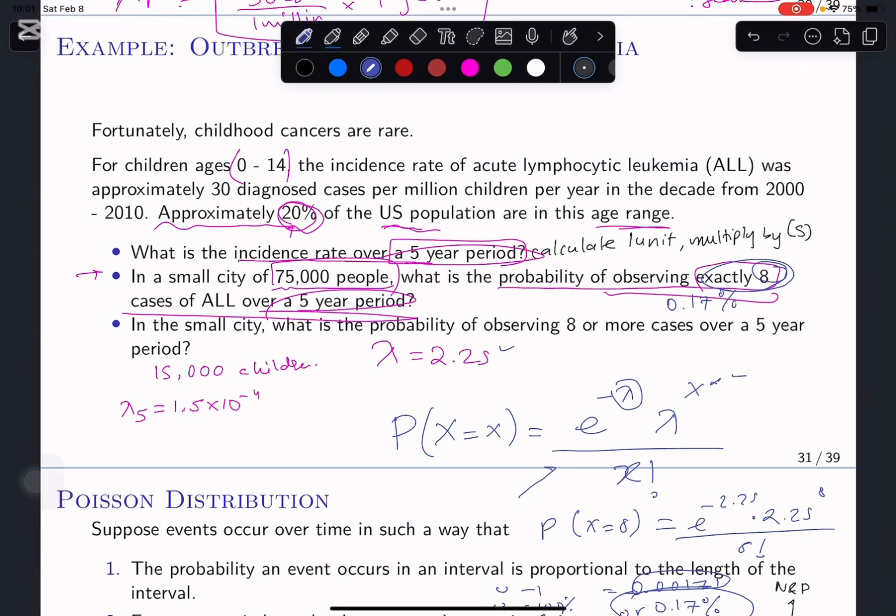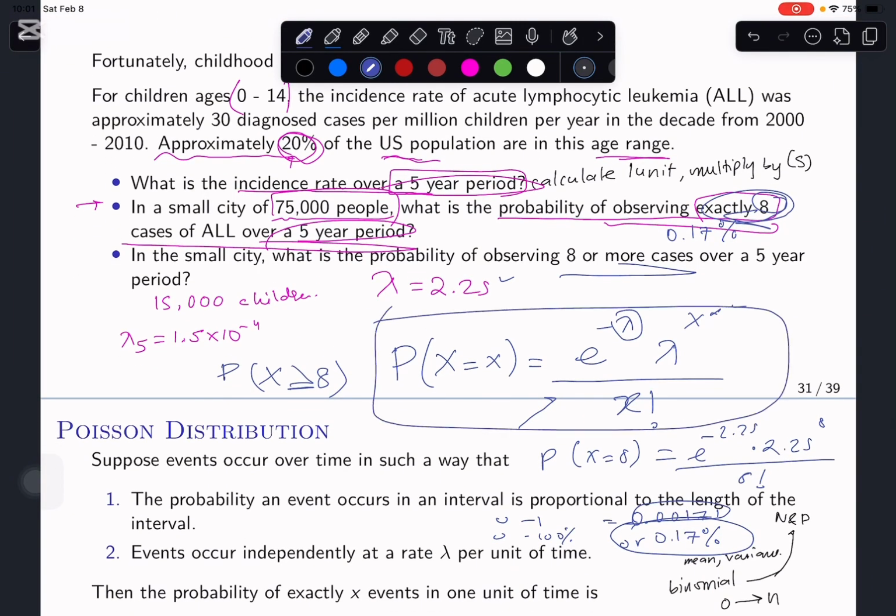Now do the same thing, like with the binomial distribution, for another question. Instead of exactly 8, they say observing 8 or more cases. So x is gonna be more than or equal to 8. So what you're gonna do is use this equation for x being more than or equal to 8. But now, what were we saying, out of how many people, up to 30? We said the cases per year is 30.